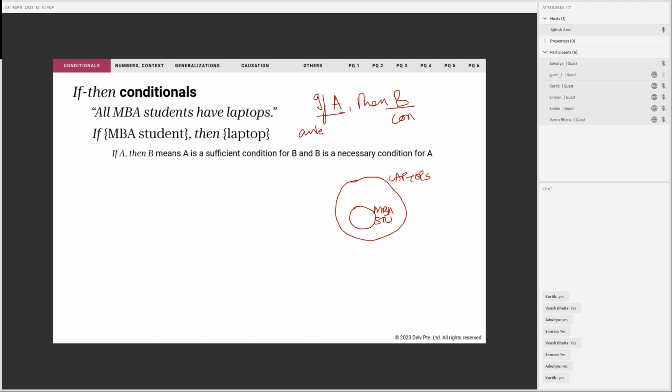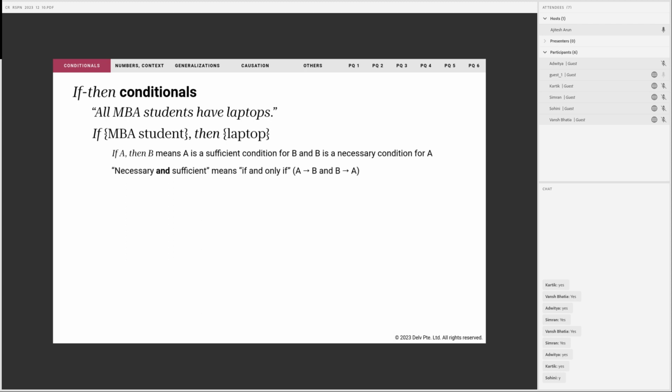All right, I've received a few confirmations. Excellent. Now, let's take a look at necessary and sufficient.